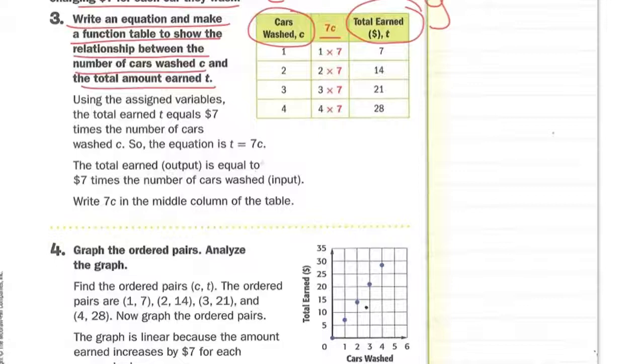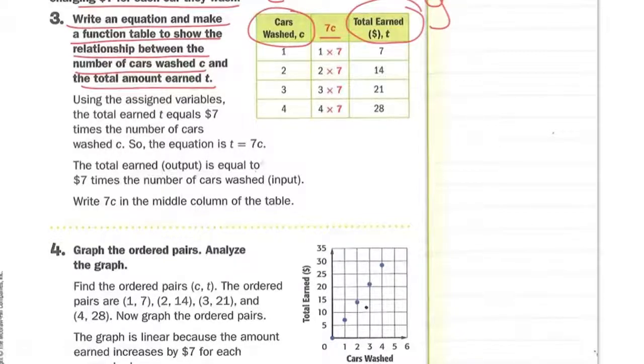So we have the values here of 1, 2, 3, and 4. 1 times 7 is 7. 2 times 7 is 14. 3 times 7 is 21. And 4 times 7 is 28. The equation is T equals 7C. Output equals, so whatever happens to the input.